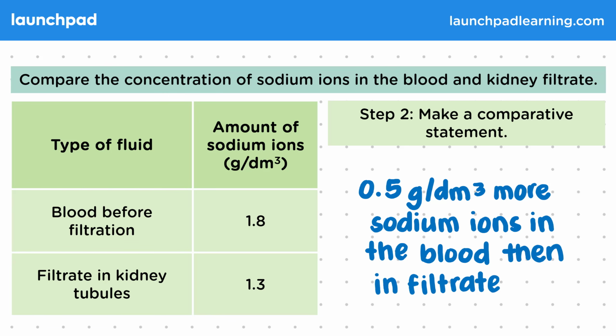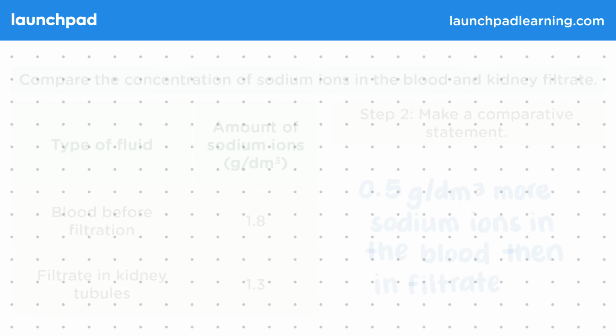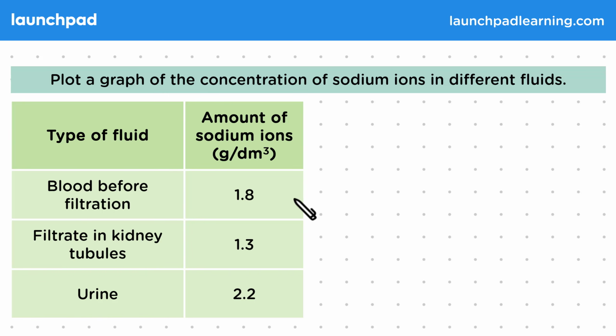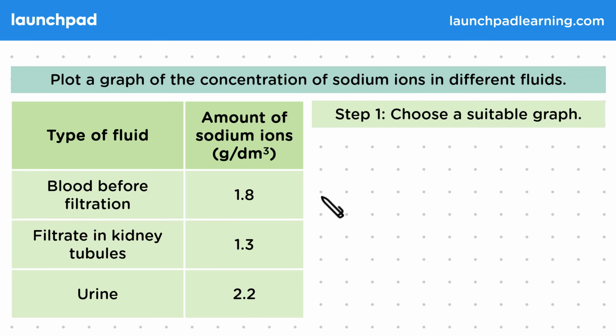So what might that look like in an exam question? Plot a graph of the concentration of sodium ions in different fluids. This table contains the same data as we used for the previous question, but with an added reading for urine at the bottom here. So step 1, choose a suitable graph.